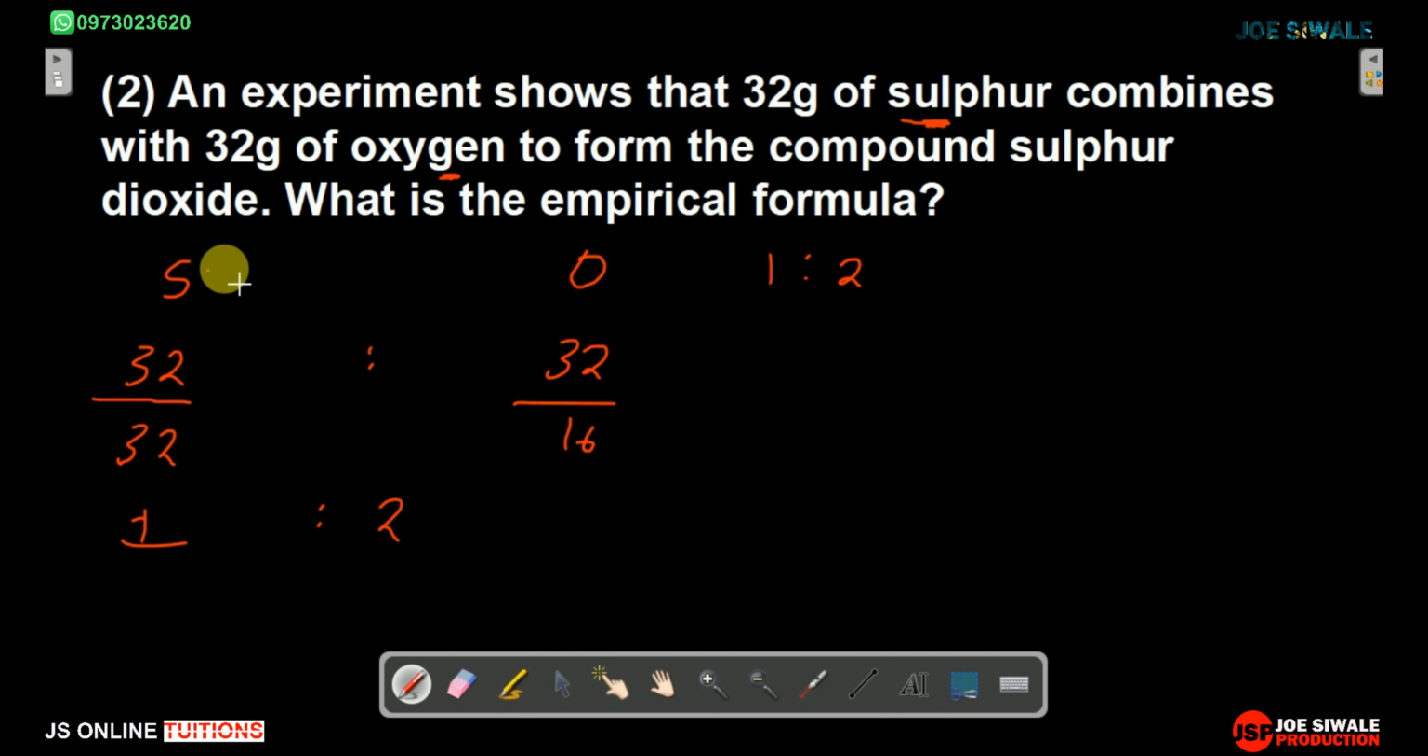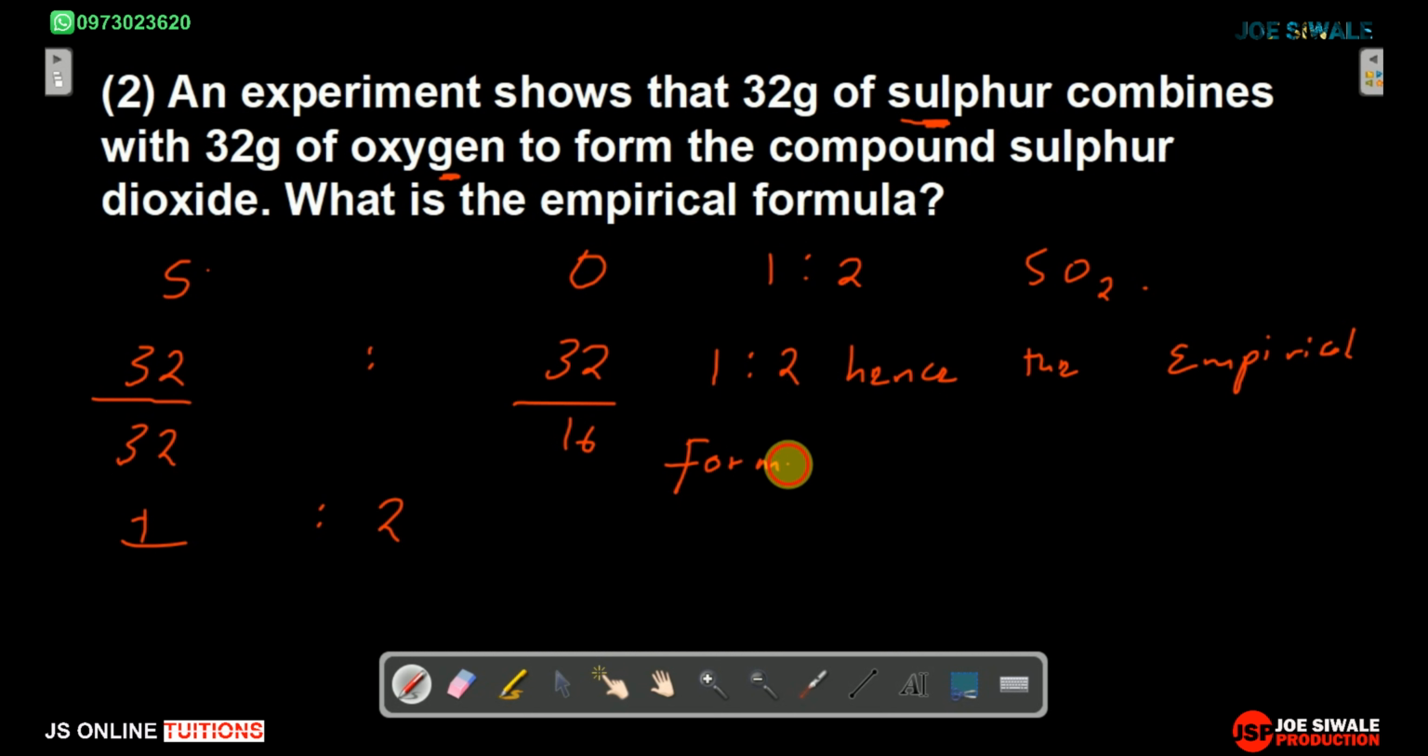So sulfur there it's 1 and oxygen it's 2. So to write the empirical formula, it is going to be SO2. So here we can say 1 to 2, hence the empirical formula is SO2. So that's going to be our answer.